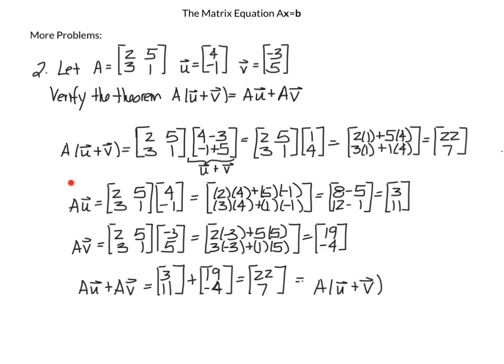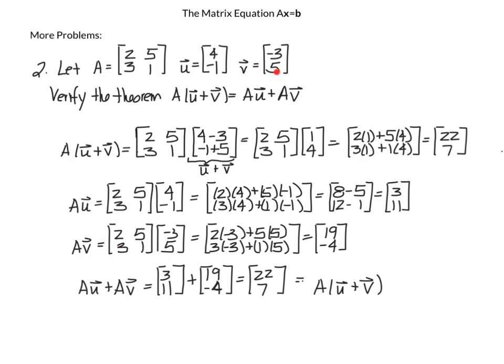I compare that to Au plus Av. So Au, again the matrix A, 2, 5, 3, 1, and u is 4, minus 1. I'm going to multiply the first row of my matrix times my x, so that's 2 times 4, 5 times negative 1. My second row times my x is 3 times 4 and 1 times minus 1. This ends up being 3, 11. Then Av, again my matrix A, 2, 5, 3, 1.